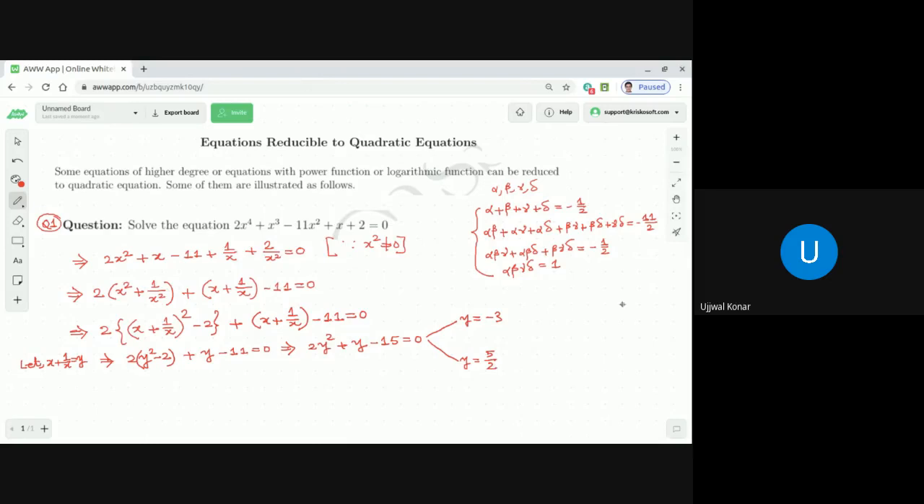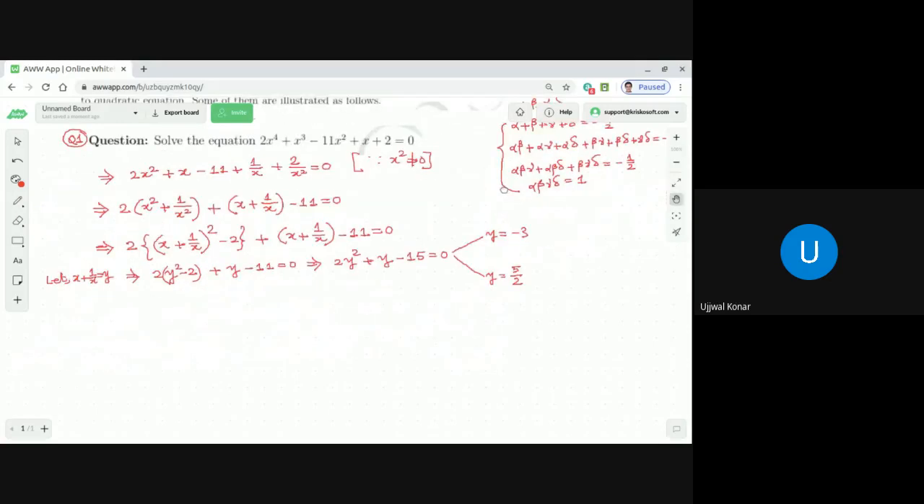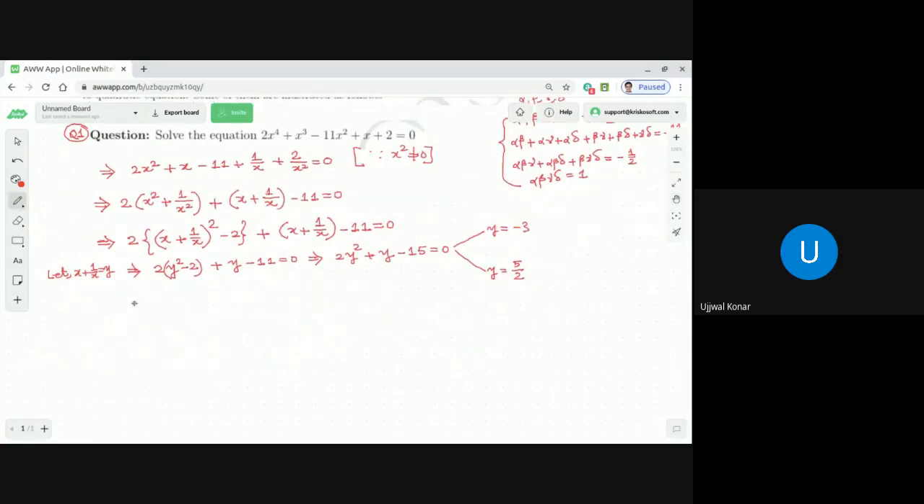Now, once we get y equal to minus 3, that implies what? That implies x plus 1 by x is equal to minus 3. So now you get a quadratic equation, dear students. Correct or not? Yes, x plus 1 by x is equal to minus 3. If you solve, you will get what? It is x square plus 3x plus 1 is equal to 0.